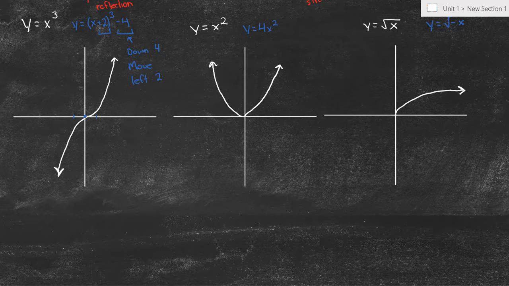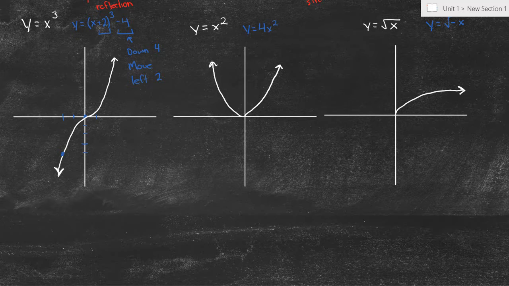Because it's a cubic function, that's how I would like to start my transformation. And I'm going to go down 4 from that point. So 1, 2, 3, 4. Then I'm going to go to the left 2. 1, 2. So I know my new starting point, per se, is going to be right here.